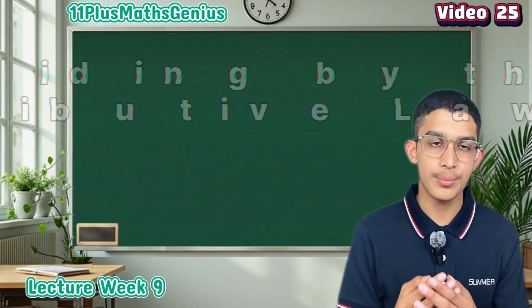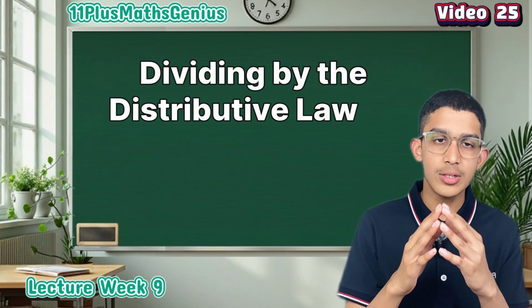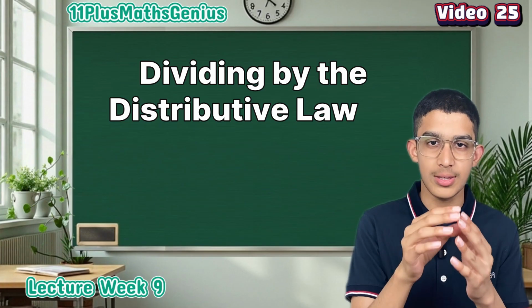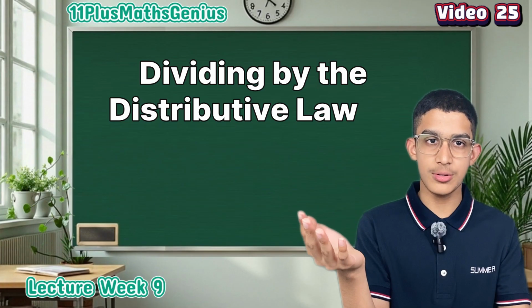Distributive law makes division quite easy. We can split a number into two parts for easy division. This is called distributive law.